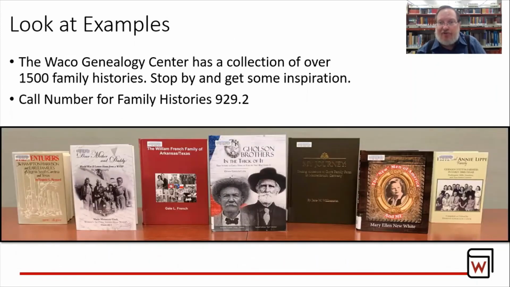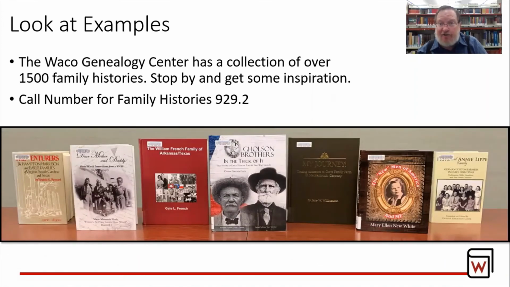Look at examples. Don't just trust instinct that you can find a style, a format that you really like. We have over 1,500 family histories in our collection. We get most of these through donations, so they're typically tied to Central Texas, to people doing research in our collection, or people tied to the Waco area.